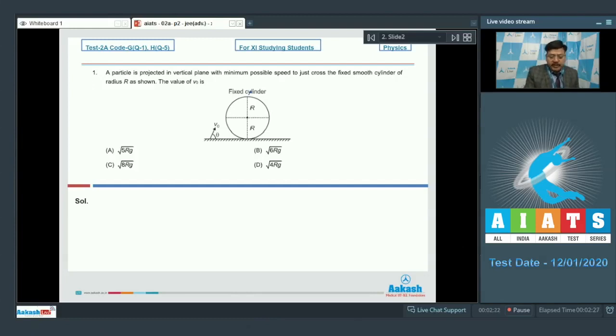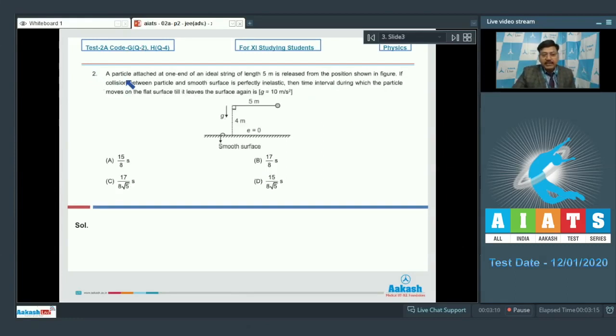it will be able to cross over the cylinder. So we can write half mv0 square, by conserving mechanical energy, is equal to mg into 2r. So basically we are just taking the projectile to reach the top of the cylinder, and this gives us the value of V0 as under root 4rg, which is matching with option D. So option D is correct for question number 1. Let's now go to question number 2.